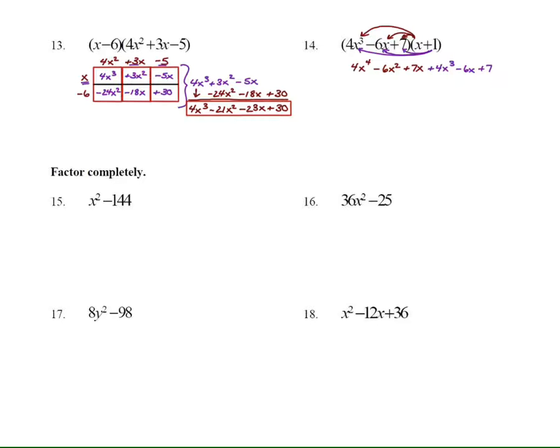And now here I'm looking for like terms. Let's see if I have any like terms at all. And I have an x to the 4th, an x to the 3rd, an x squared. Here I have two x's. So I'm going to write my answer in standard form. So I have my 4x to the 4th plus 4x cubed minus 6x squared. And then I have 7x minus 6x, which adds to positive x, and then plus 7. And there would be my final answer for that distributing.